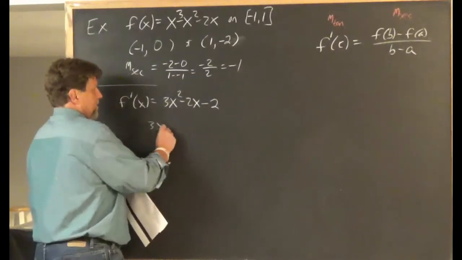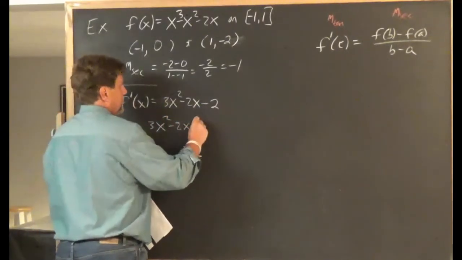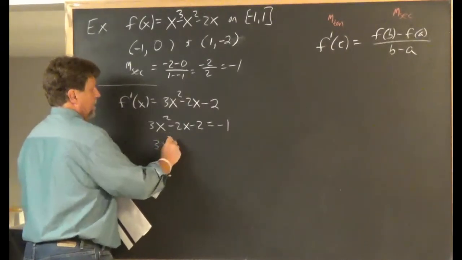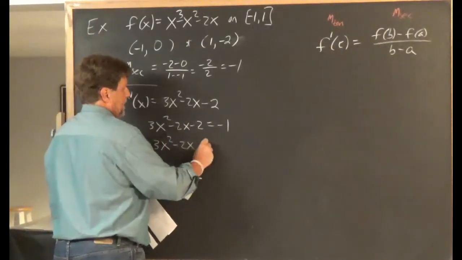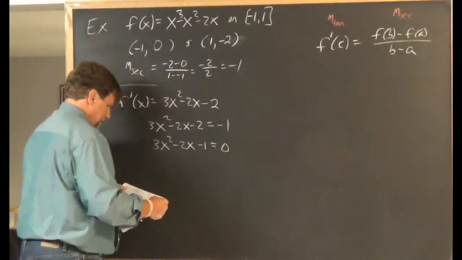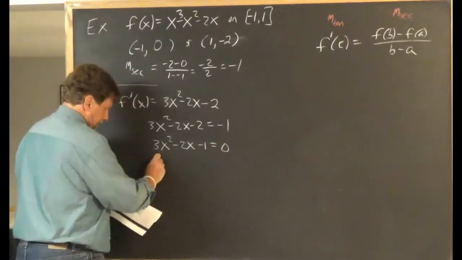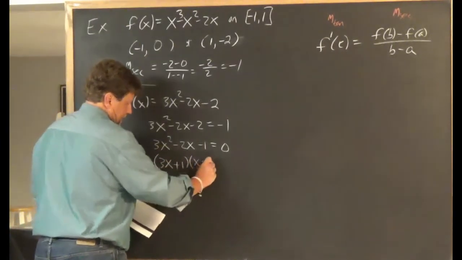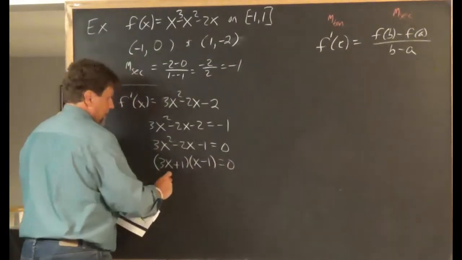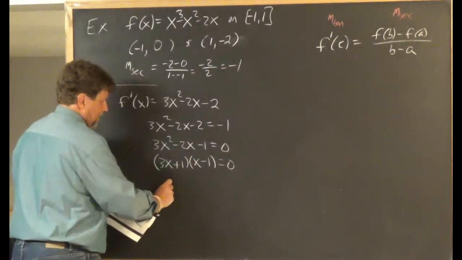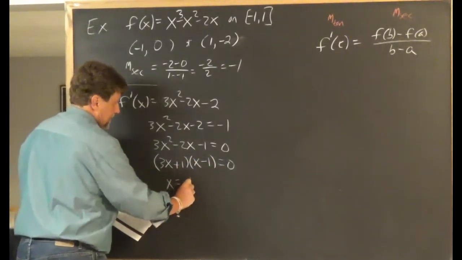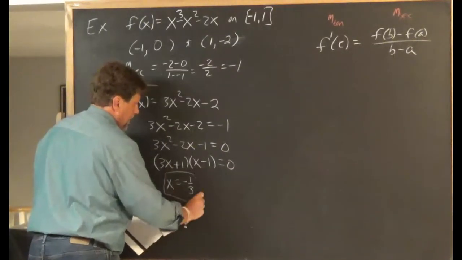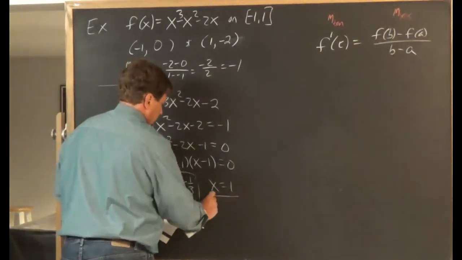So I just take my derivative, set it equal to -1 and solve, so I have to add 1 to both sides here. And I think we get this to factor pretty friendly. I think it factors to 3x plus 1 times x minus 1. Set each factor equal to 0, and we get x is -1/3, and here we get x is equal to 1.